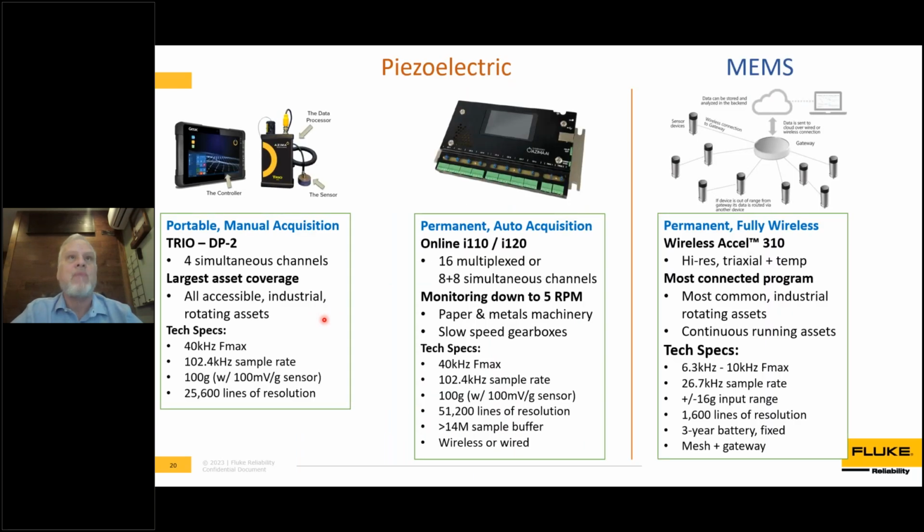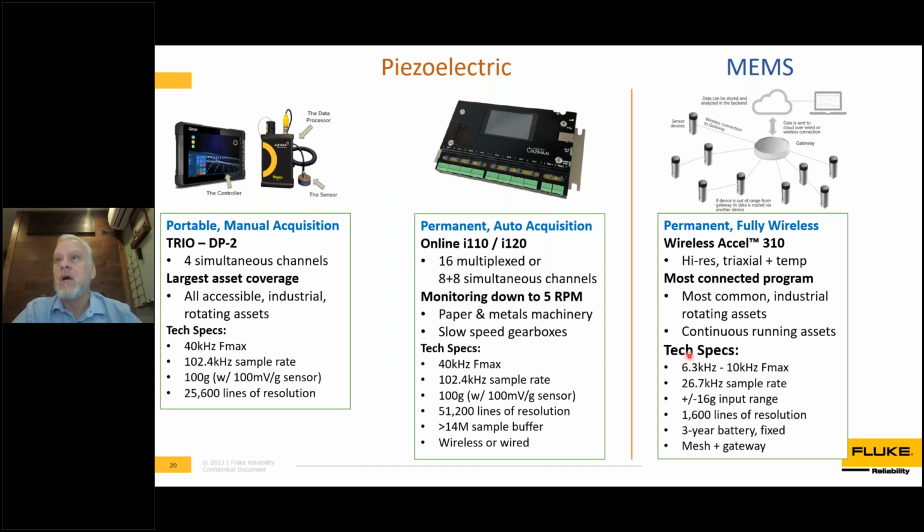So kind of to wrap up where this sits in our profiles, right? We have our Trio device on the left, an online device in the middle. They're both capable of sampling at 40 kilohertz, very high bandwidth, excuse me, sampling at 102 kilohertz. They're meant to support these piezoelectric sensors that have capability out in that range. Our online system, for example, can monitor down to 5 RPM because it can sample and buffer several million samples. It looks like 14 million samples on this particular device, to do our impact testing and things like that.